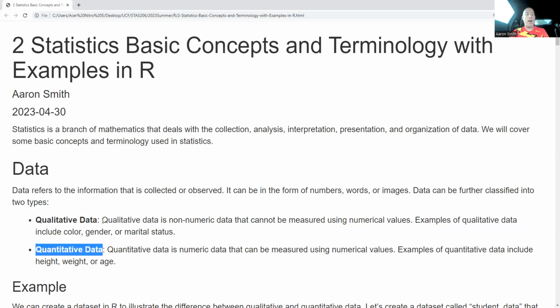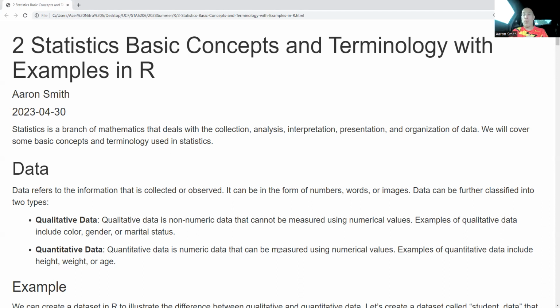All right, so qualitative data is non-numeric and cannot be measured using numeric techniques. All right, so examples of this are color, gender, and marital status. Right, so these are values that we really can't assign a number to. It doesn't make sense to add genders together. It doesn't make sense to subtract marital status. All right. Now, quantitative data is numeric data, and we can apply numerical techniques to our data.